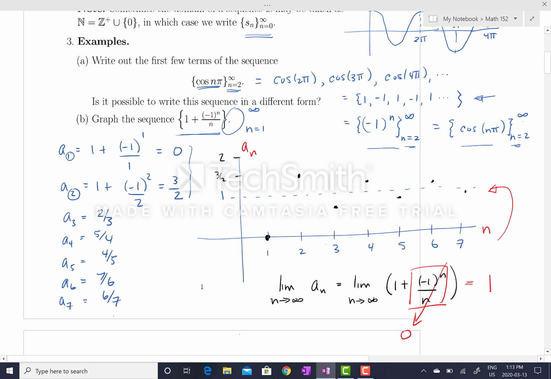Okay, or I should maybe say this, if I was going to plot it this way, a_n versus n, then the limit as n goes to infinity is that we would expect the number to get arbitrarily close to the line a_n equals 1.